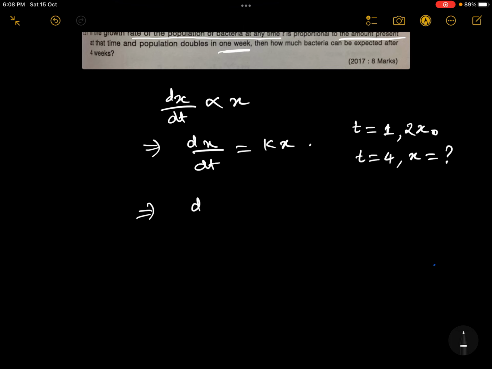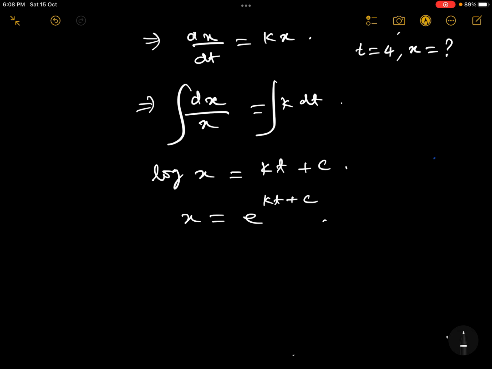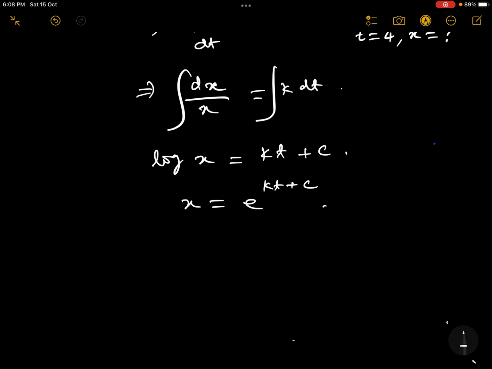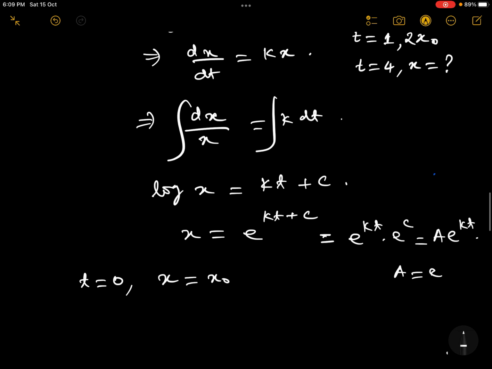We'll separate the variables: dx by x equal to k dt. Integrate, this will be log of x equal to kt plus constant of integration. This is x equals e power (kt plus c). Okay, and let's use the given condition. At time 0, of course, initially it was x naught. And also this can be further simplified as e power kt times e power c. Let e power c be a, since it is a constant, no? That is, a is e power c, or log of a equal to c.